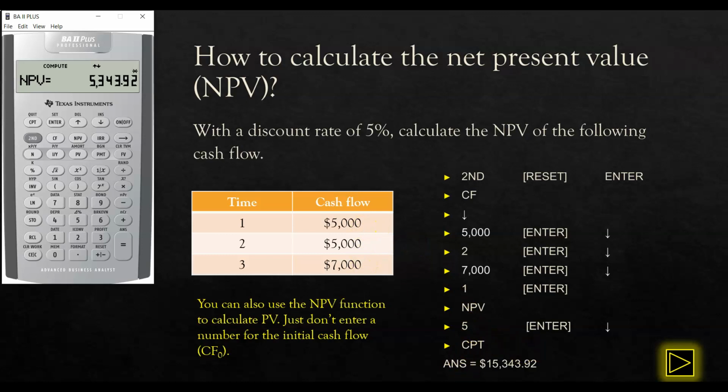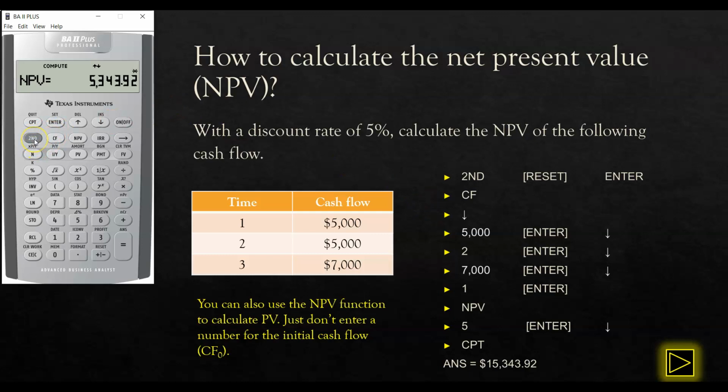And notice here, if you actually take this, because this is the present value, and subtract the $10,000, you actually get the NPV. But because we didn't enter the $10,000 initial cash flow, this is basically the present value of this stream of cash flow. Again, let me just show you how to do this.